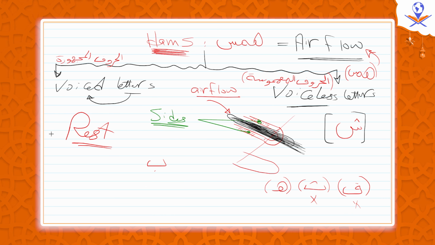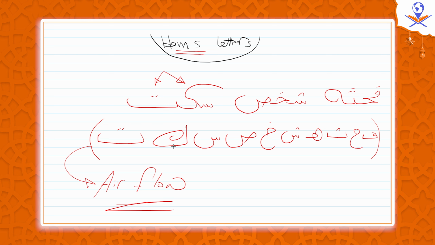So the rest of the letters, like ba. Ba is not from فحثه شخص سكت. By the way, we usually put them in a sentence like this to be easier for you to memorize. If I told you fa, ha, tha, ha, shin, ha, sad, sin, it's gonna be confusing for you. But when I put a sentence, it's gonna be easy for you to memorize and to know. Like قطب جد, the قلقلة letters.